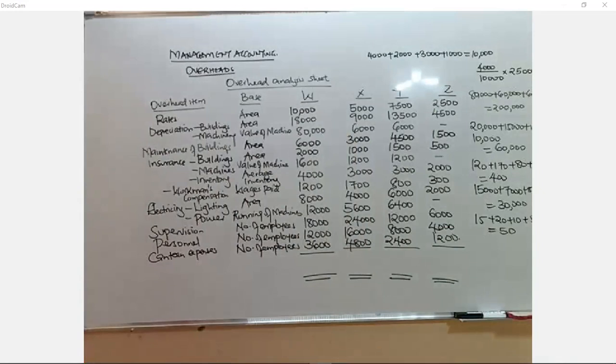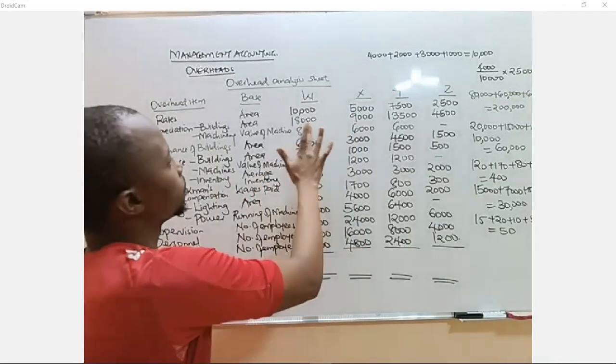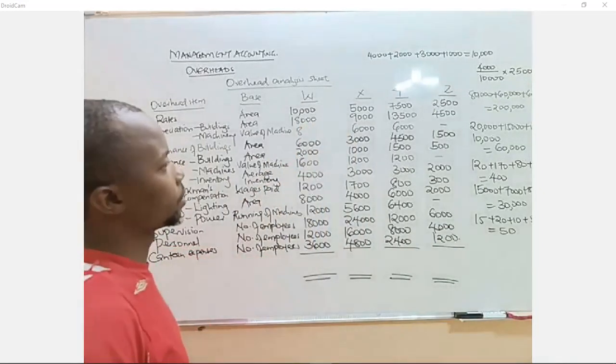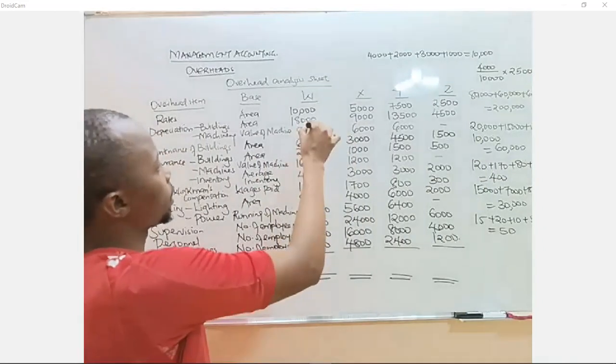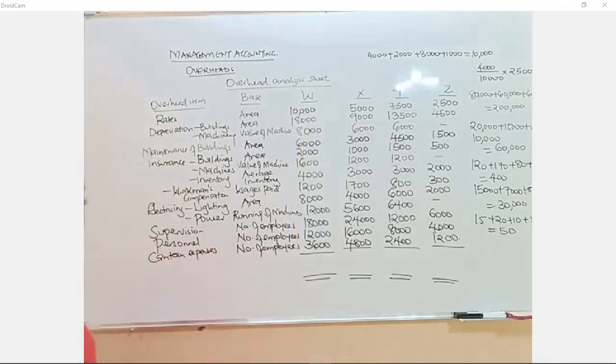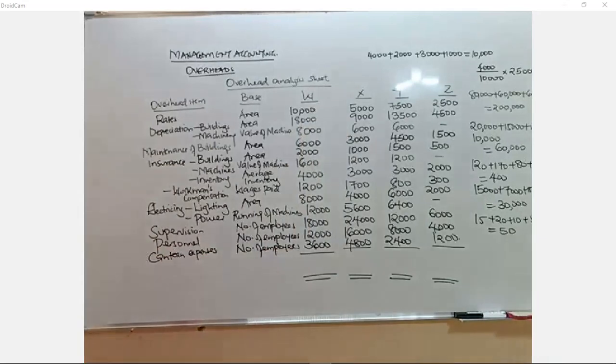Any question? Any question? It should be 8,000. Any question? Teresa, is it clear? Yes, it's okay. Good, good.